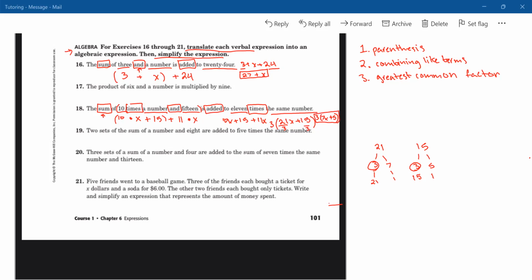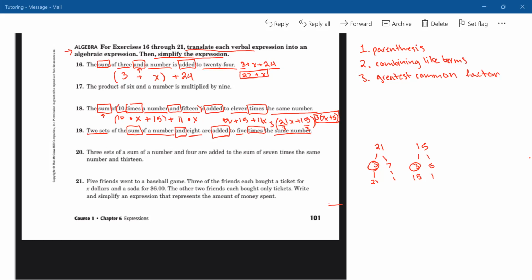Now let's look at some other words that we may see in word problems. This says two sets of the sum of a number and 8 are added to 5 times the same number.